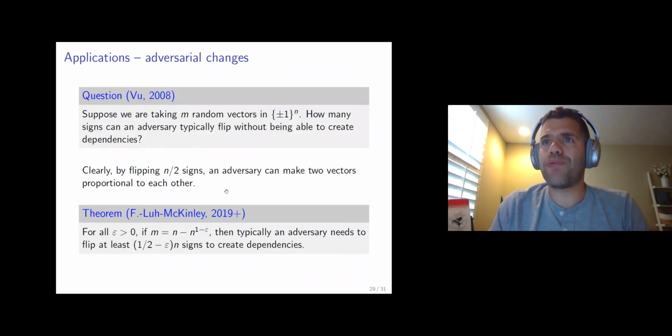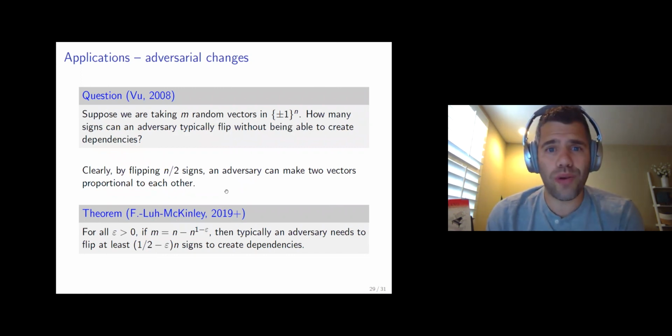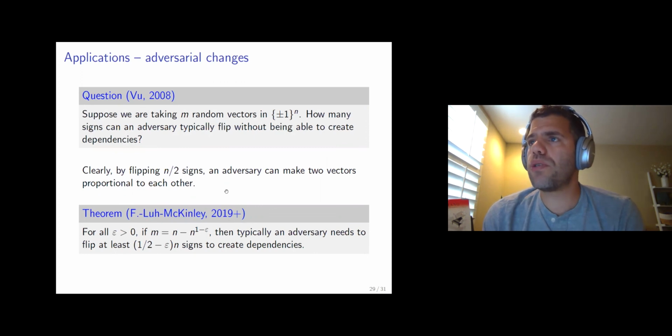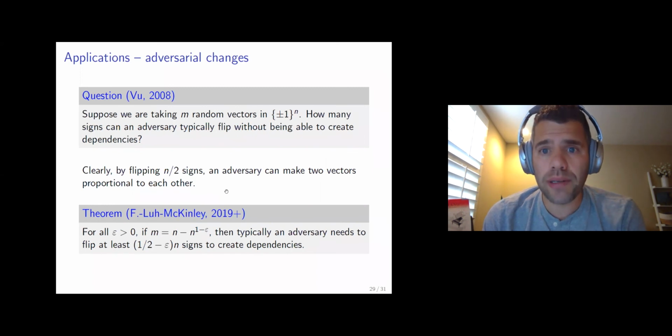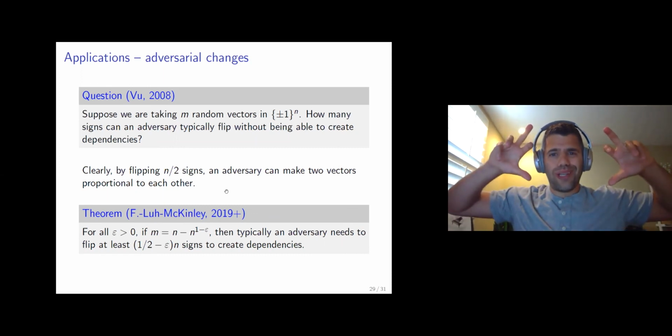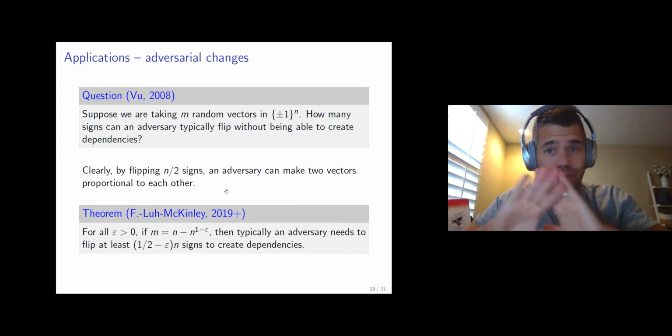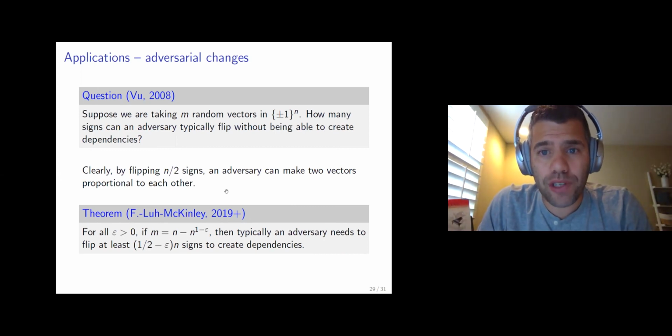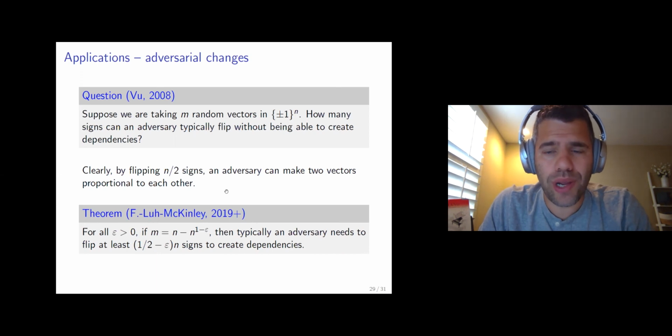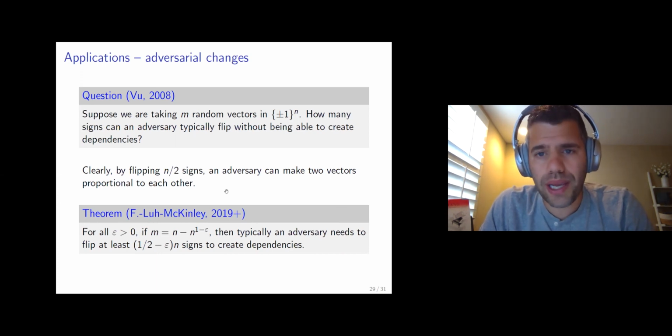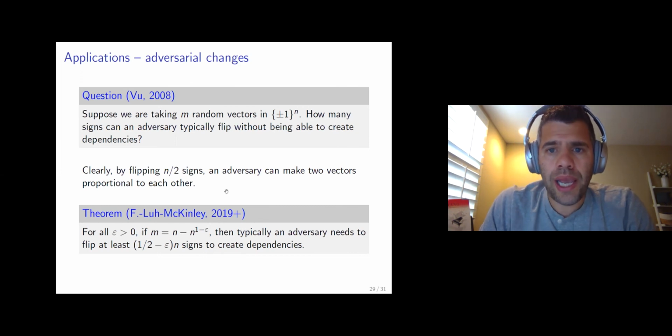And there are more questions of this type. A question of Van Vu, for example, is also one of my favorite questions, which is still very open. Suppose that we are taking m random vectors in plus-minus 1 to the n. How many signs can an adversary typically flip without being able to create dependencies? Van Vu explicitly asked it for m equals n. So imagine that you have an n by n plus-minus 1 matrix, everything is independent. We know that with high probability this matrix is non-singular. And the question is how many sign flips can we allow an adversary to make without being able to create dependencies? And the guess is that the answer should be roughly n/2.